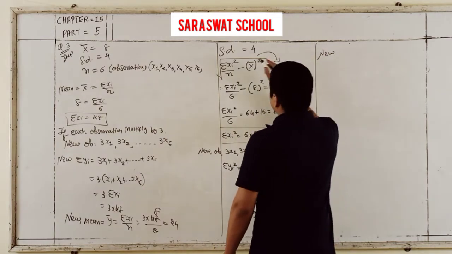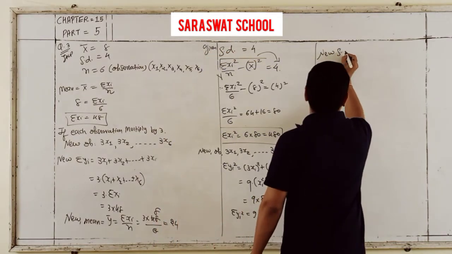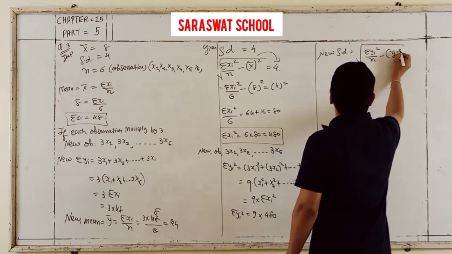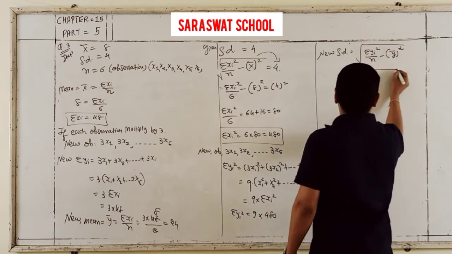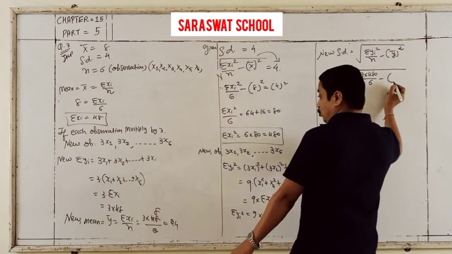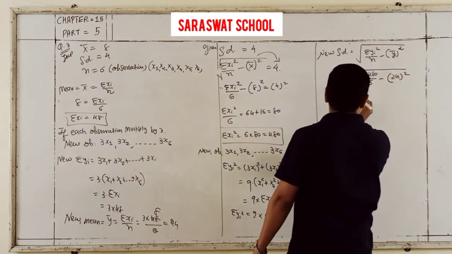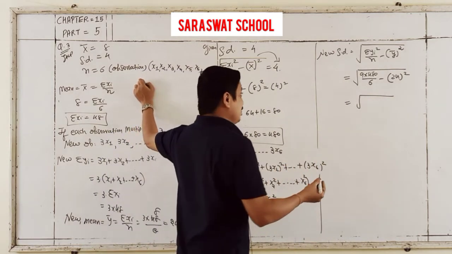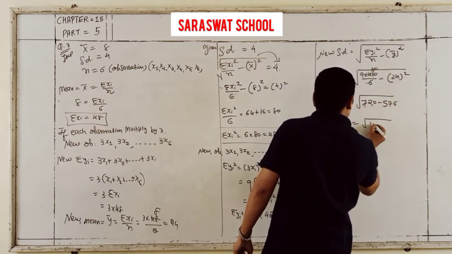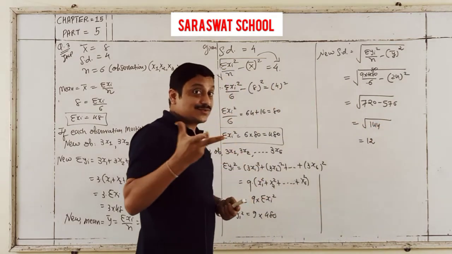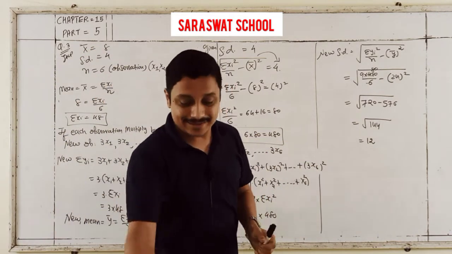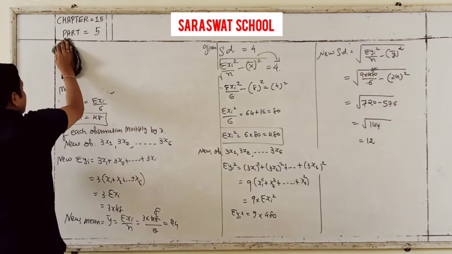Now for the new SD, you take sigma yi square by n minus the new mean square. My answer is exactly sigma yi square, that is 9 into 480 by n, which is 6, minus the new mean, also known, 24 square. So you get 6 into 8, 720, minus 576, which is finally 144, and the SD is 12. You can also cross verify with your old SD 4, multiplied by 3. So 4 3s are 12. That's the direct answer as a shortcut. But in the exam, write down the method properly.